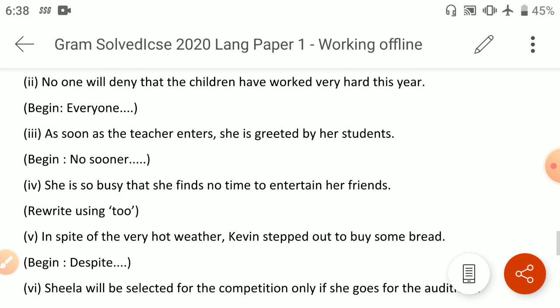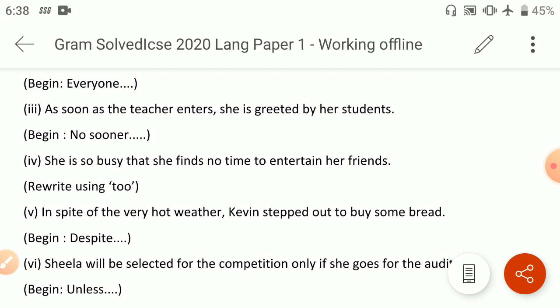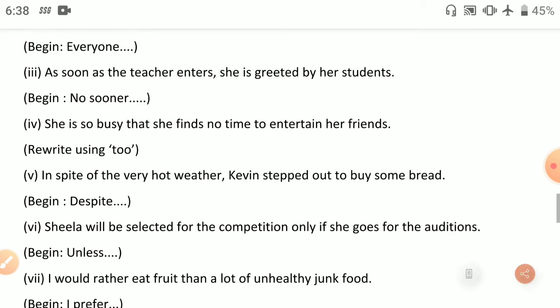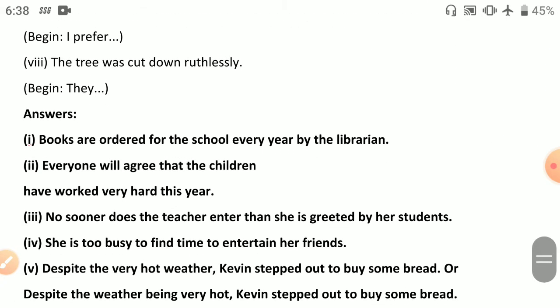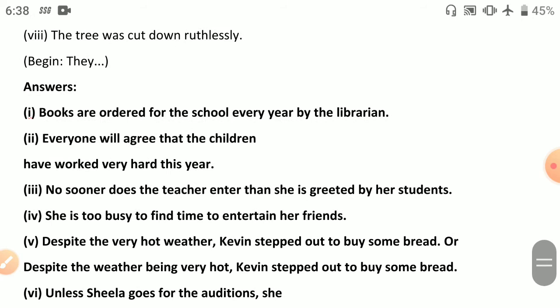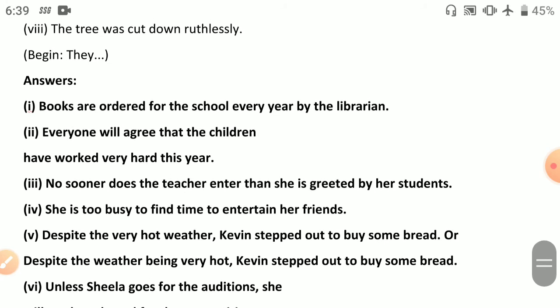Third one: as soon as the teacher enters, she is greeted by her students. "No sooner" is again a typical kind which always comes. But here the sentence is in present tense, so we have to keep that in mind. We have to make it in present tense. So, no sooner does the teacher enter, because we have already provided "does". So, no sooner does the teacher enter than she is greeted by her students.